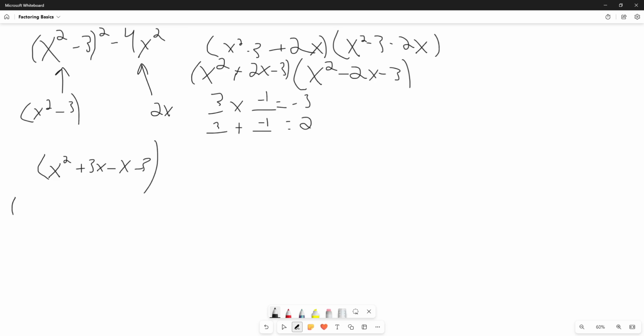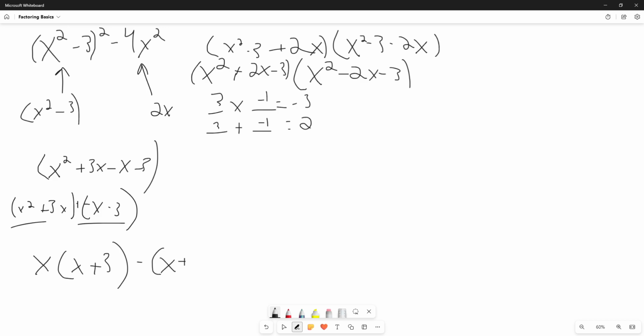Now if we separate them, we have x squared plus 3x, and then plus minus x minus 3. And now we can take out x from this term, and then we'll take out a negative from this term, to make these two terms inside the positive. So x plus 3, and negative, and then x plus 3.